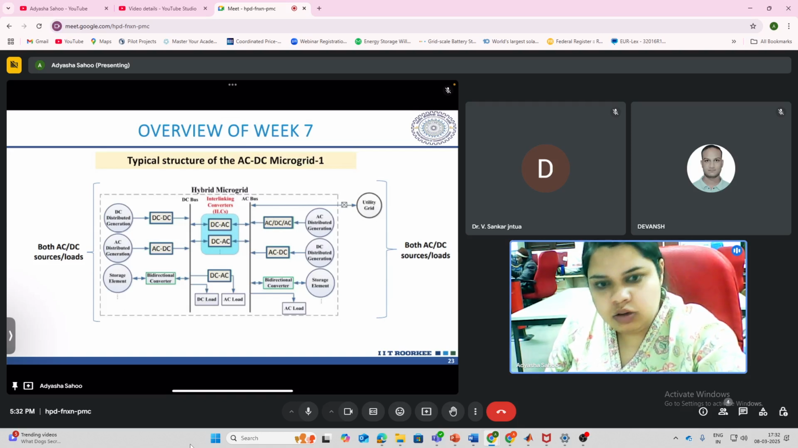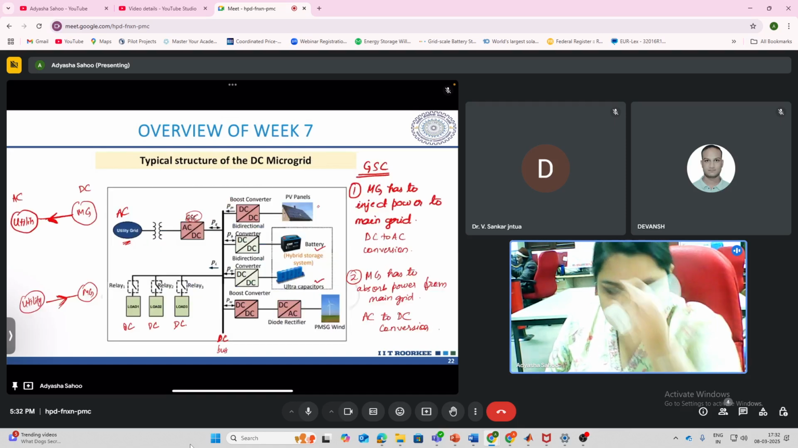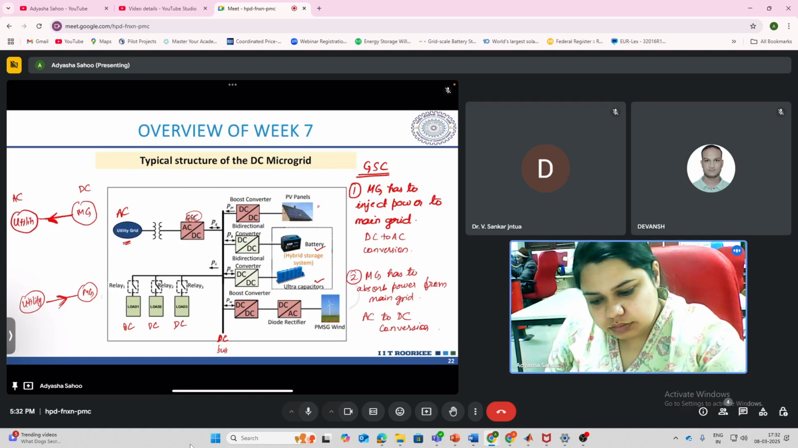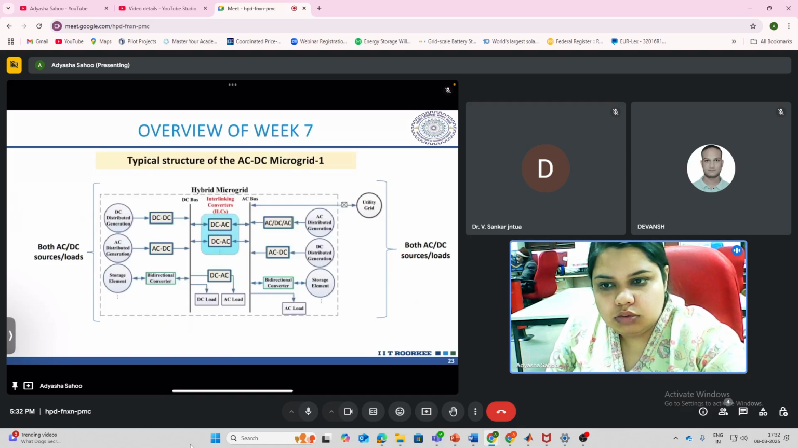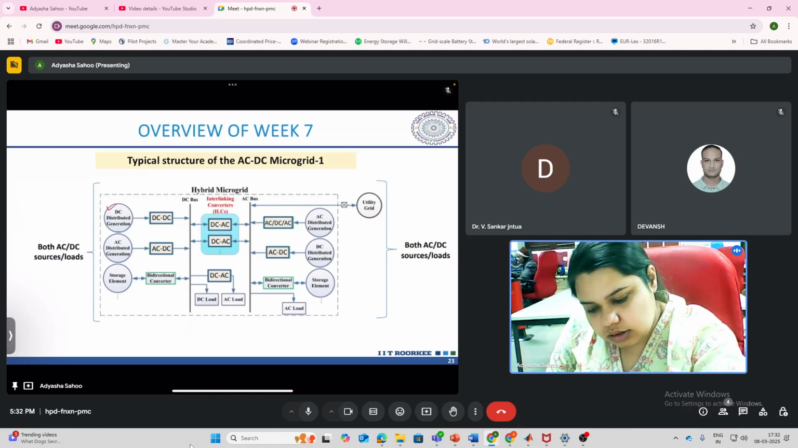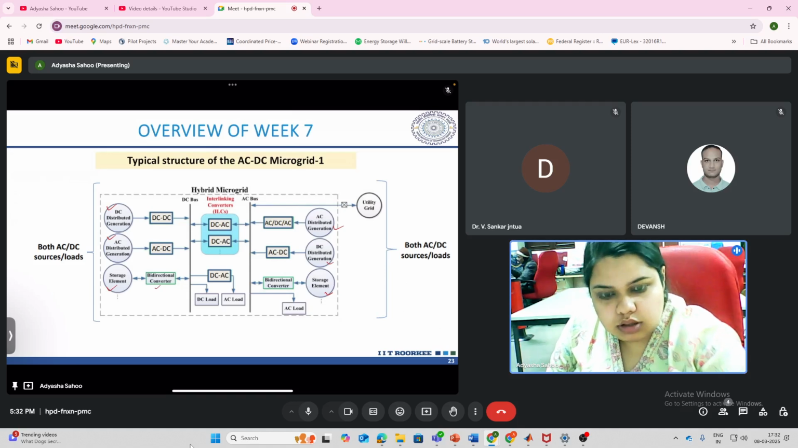Now, this was a pure DC microgrid. Now coming to an AC-DC microgrid. So here you have a combination of both AC and DC resources. So you have DC generation, you have AC generation, you have storage with bidirectional converter. Similarly, you have AC generation and DC generation here also, and you have a storage. Now the key difference is here you have both an AC load and a DC load.